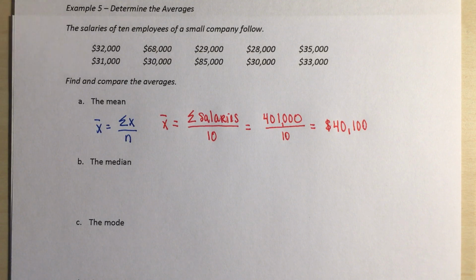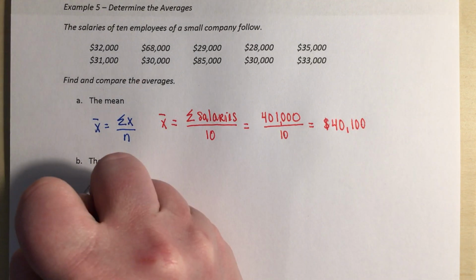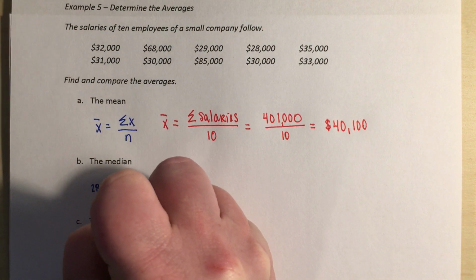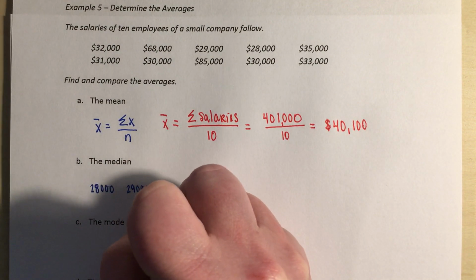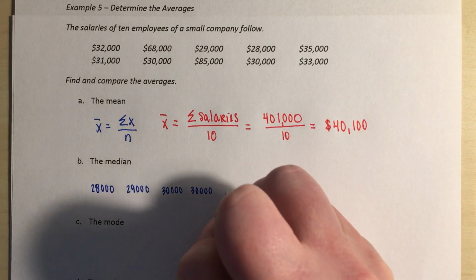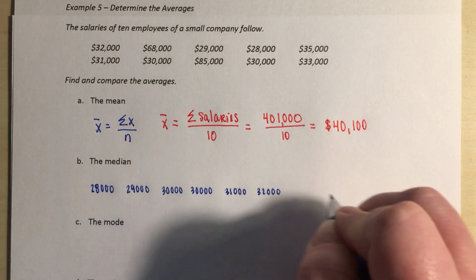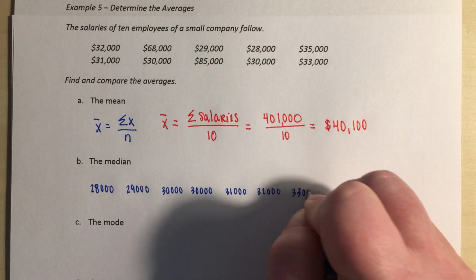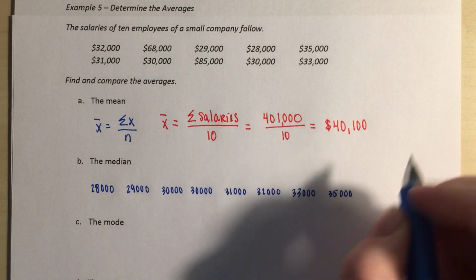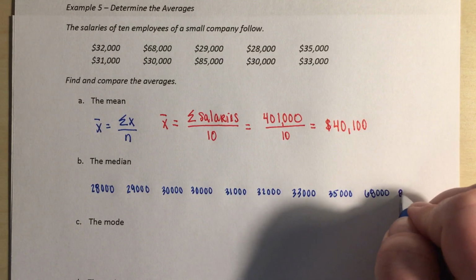All right, our median. Our median happens if we list these in order from smallest to largest, and then we find what is in the middle. All right, so 28,000, 29,000, 30,000, 30,000, 31,000, 32,000, 33,000, 35,000, 68,000, and 85,000.